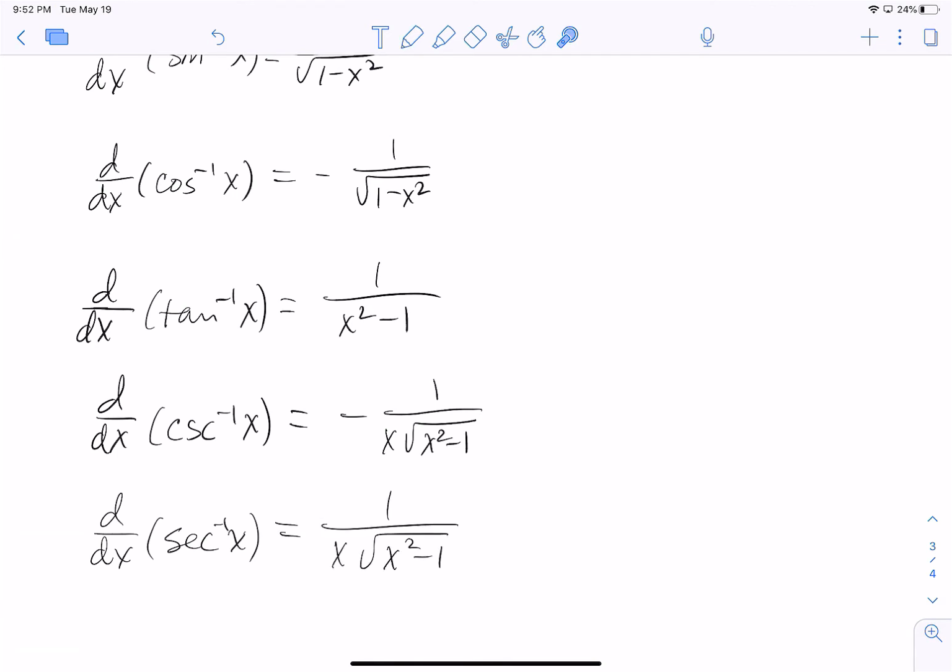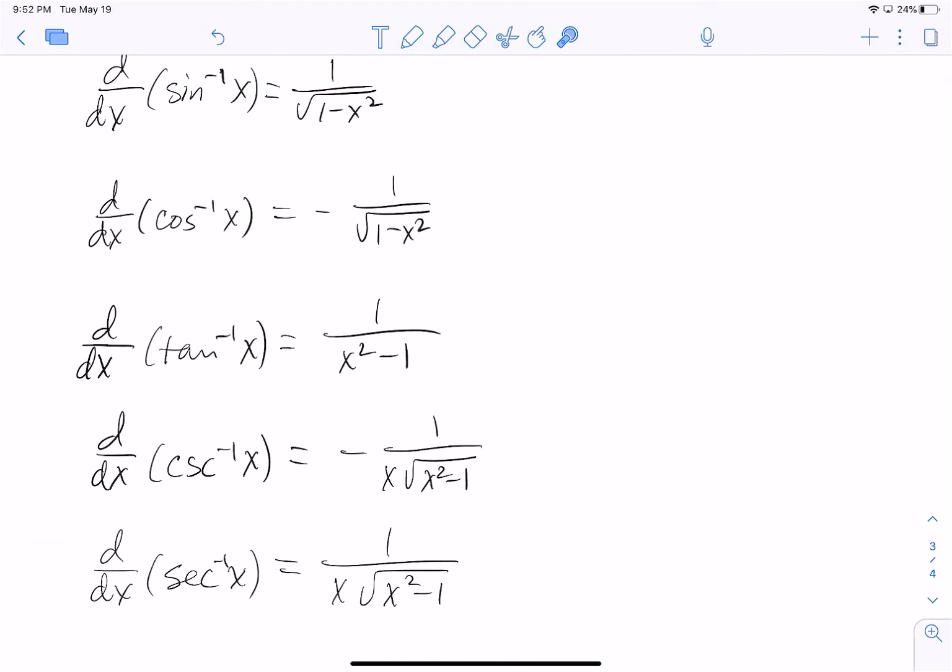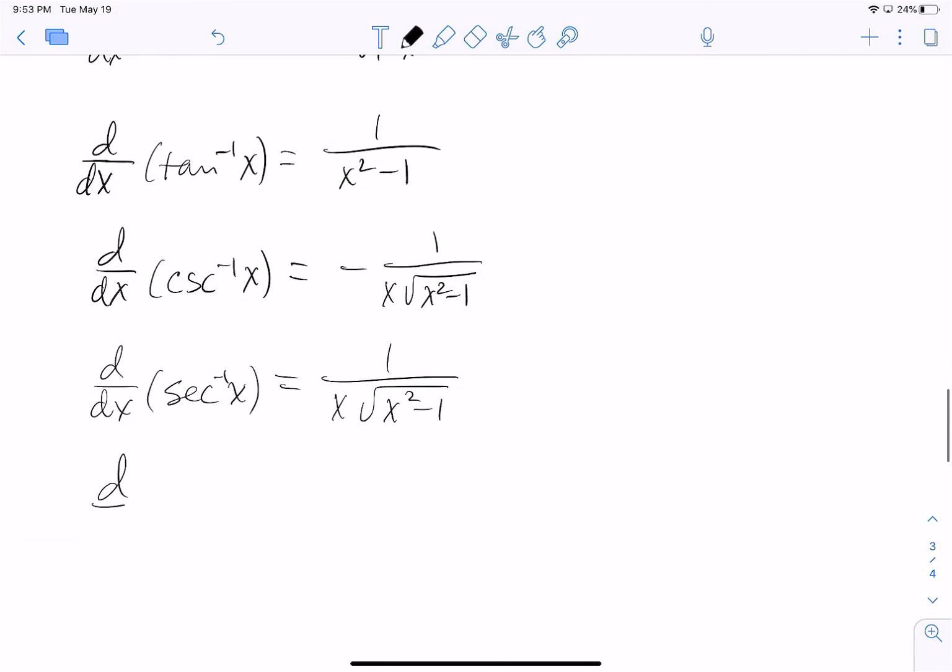So we're seeing a similar relationship between what we see for the inverse sine function's derivative and the inverse cosine function's derivative, and that's being mirrored with the inverse secant and the inverse cosecant. That is, one derivative is negative and one is not. Continuing on, last one, the derivative with respect to x of the inverse cotangent of x is, well, looking at the tangent function, can you guess? It's going to be negative 1 over x squared plus 1.